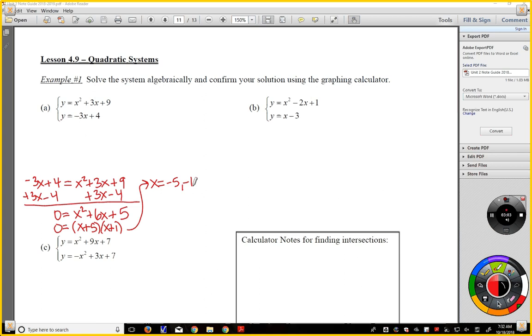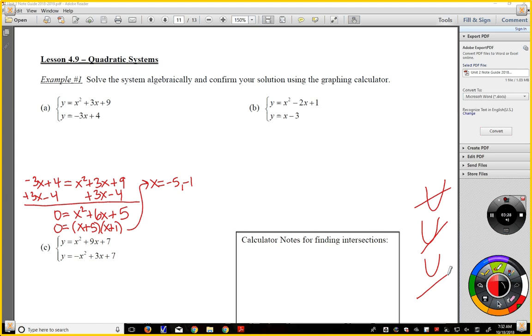So remember what Graham said at the beginning. When we're solving the system, we're trying to look for the points where these two objects cross. When you have a parabola and a line, they could cross twice. They could cross once, okay? They could not cross at all, okay? There are a few different options.